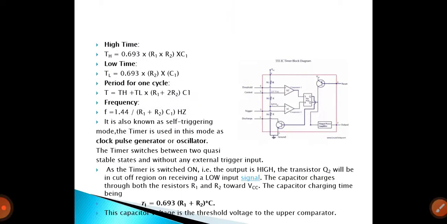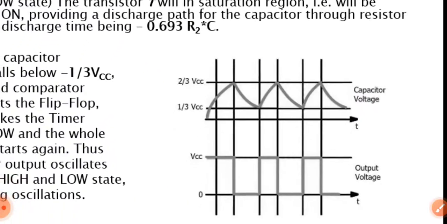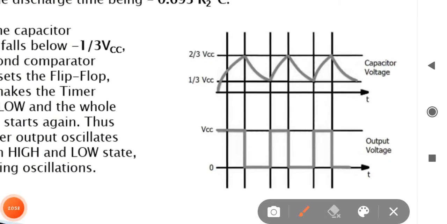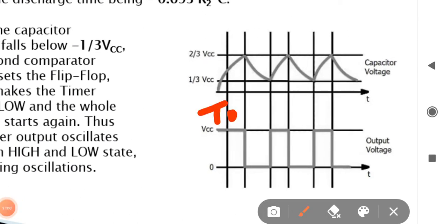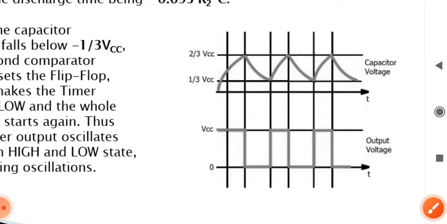And here you can see the T-on state, and this is the T-off state. The total time period is T. Here is the graph. Your first unit has been completed.